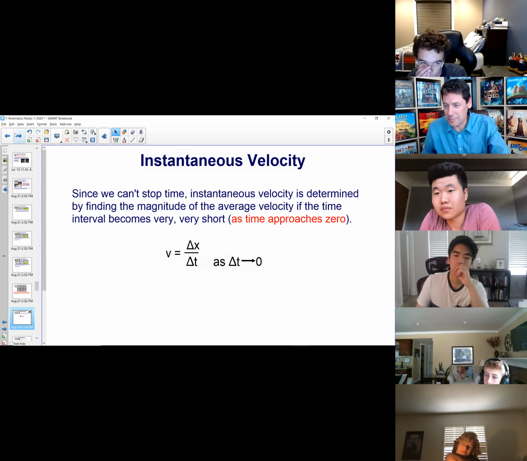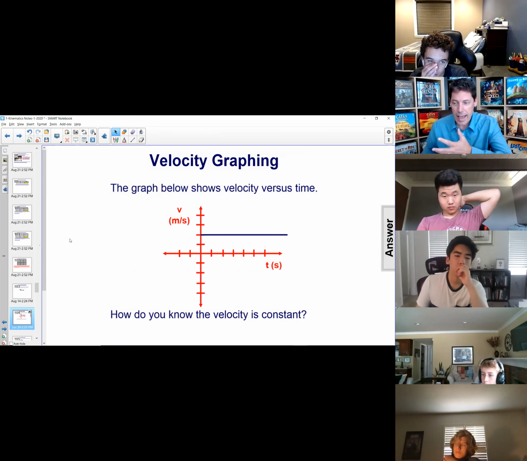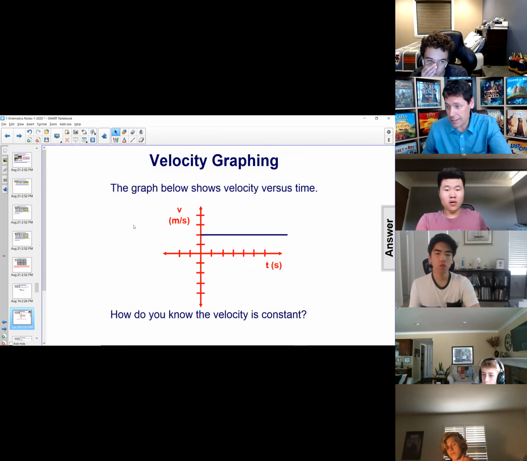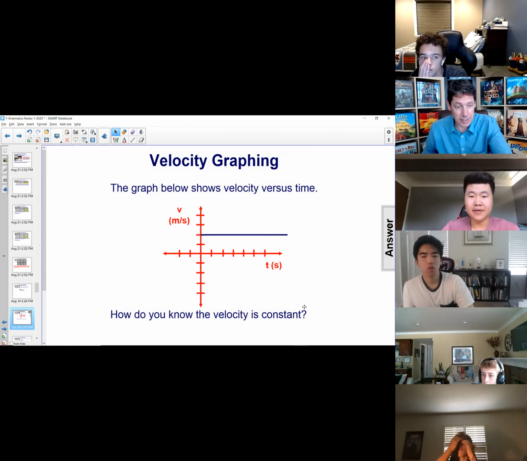All right, we'll keep moving. Last thing we want to cover is thinking about graphs and averages and how average velocity and average speed relate to each other. So this first one's pretty easy. The graph shows velocity versus time. What about this graph helps you know the velocity is constant?